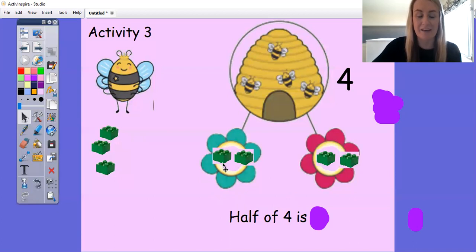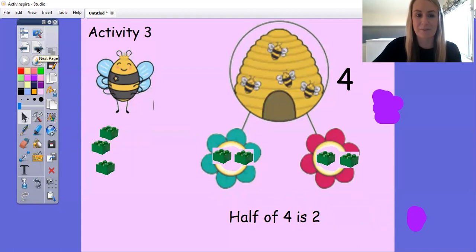So let's see, how many have we got on the blue flower? Can you count them? That's right, 1, 2. And how many have we got on the pink flower? Count them. 1, 2. Brilliant. So we have found out now that half of 4 is 2. Well done. There's the same activity repeated with different numbers of bees in the hive that you need to work out half of the amount on each flower. Have fun finding out half of the amount of bees.